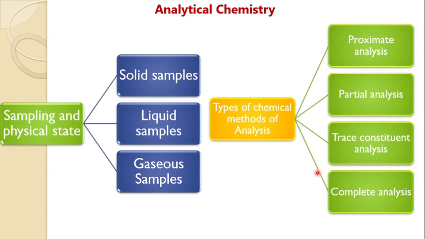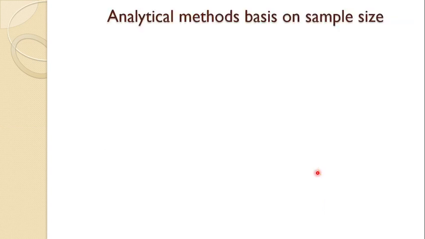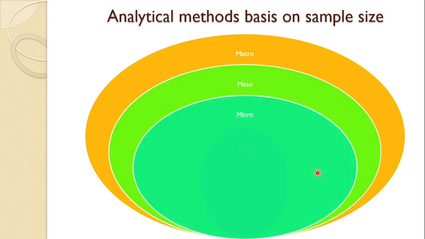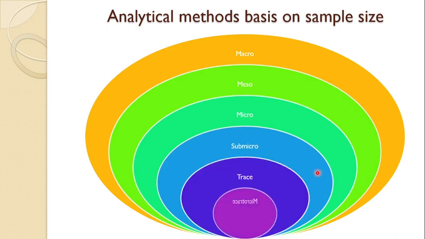Rather than this, there is the size-dependent analysis. Sorry: macro, meso, micro, submicro, trace, micro trace, nano trace, which depends on the sample size. If you consider the macro, then it is having more than 0.1 gram. Semi-micro, that is 10 raised to minus 2 gram. Micro, that is 10 raised to minus 3. Submicro, that is 10 raised to minus 4 gram. Ultra trace or trace is less than 10 raised to minus 4, and it is in the ppm. All these are in the ppm level.